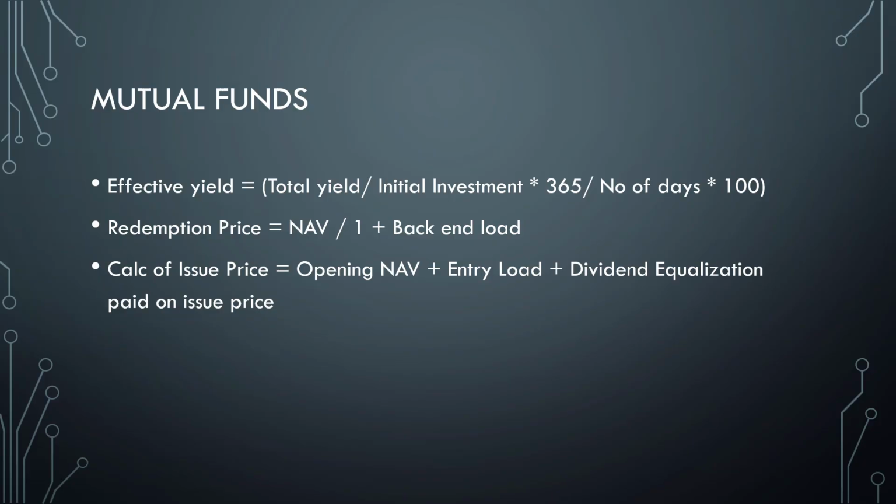Next one is redemption price is equal to NAV by 1 plus back end load. Next one is calculation of issue price, that is opening NAV plus entry load plus dividend equalization paid on issue price. In case of repurchase, instead of adding the entry load, you have to subtract the exit load.